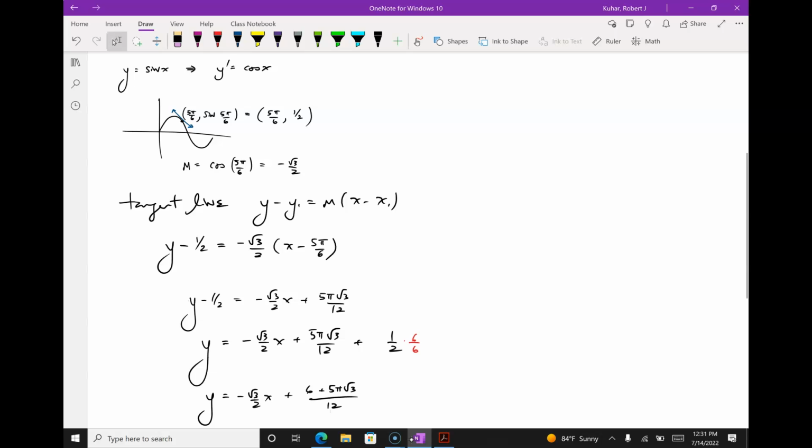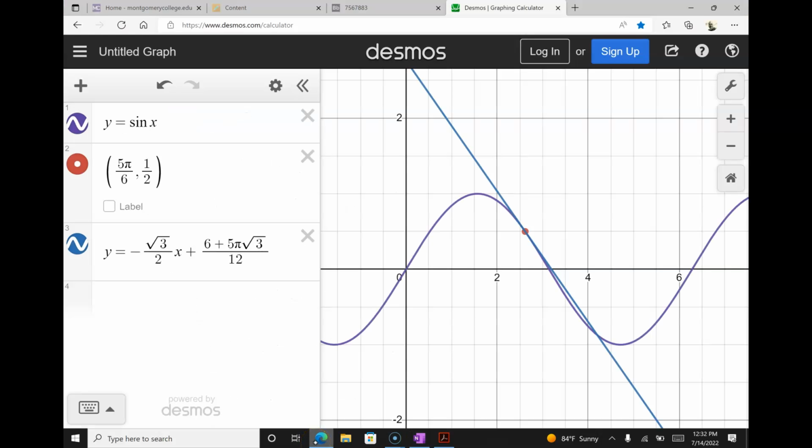We okay? This one's not dynamic, right? This tangent line's not dynamic. I can't move anything, right? But that's fine, because when you're checking yourself, you want to make sure, one, that you got the right point, two, that it makes sense that we have what we have.